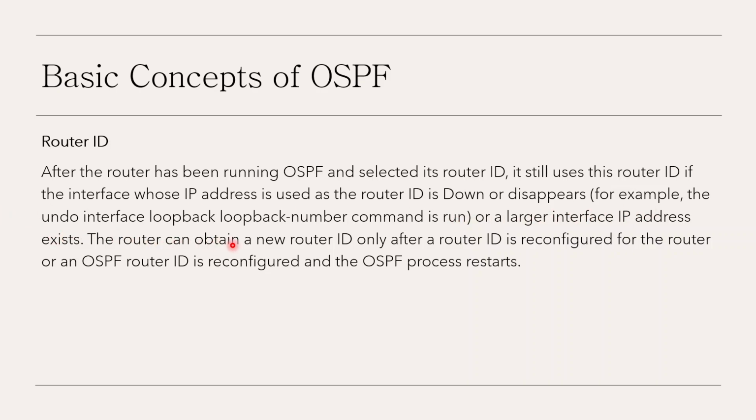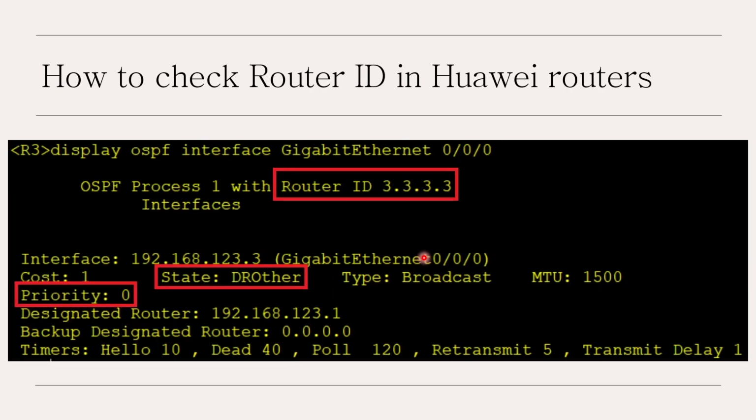The router can obtain a new router ID only after a router ID is reconfigured for the router, or the OSPF router ID is reconfigured and the OSPF process restarts. So the following are the cases in which the router ID will be selected again.